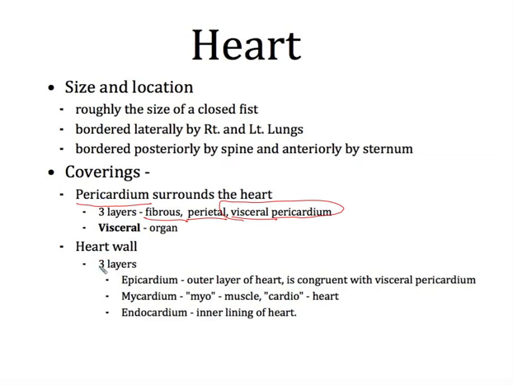There's also three layers to the heart wall, or the heart organ itself. Here you have an epicardium, which is the outer layer. You have a myocardium, which is myo meaning muscle, and cardium referring to heart, so the heart muscle layer. And then you have an endocardium, which is the inner lining of the heart. It's important to note that your epicardium, the outer layer of the heart, and your visceral pericardium are congruent with one another. Essentially, it's difficult to distinguish where one stops and the other begins.